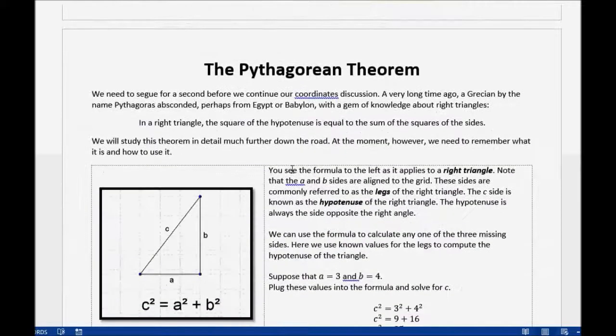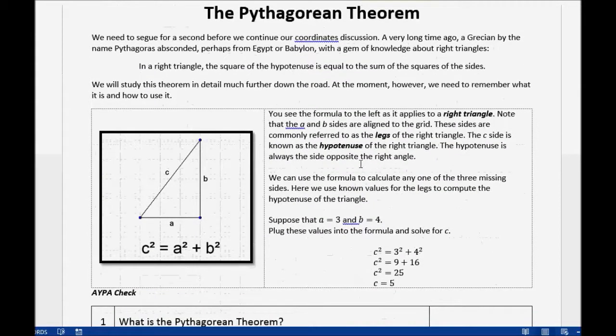Alright, the Pythagorean theorem. We're going to go away from the coordinate plane for just a moment and talk about the Pythagorean theorem. This theorem is attributed to Pythagoras, but he totally didn't invent it. He probably learned it in either Egypt or Babylon, but the idea is that in a right triangle, the square of the hypotenuse is equal to the sum of the squares of the sides. We know it more commonly as c squared equals a squared plus b squared.